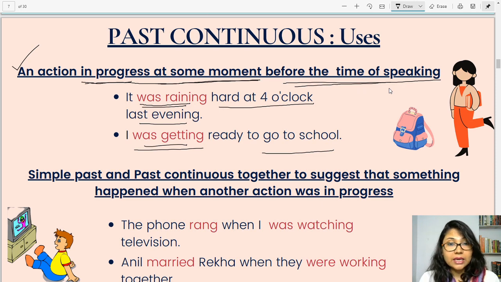So now I am saying that it was raining at 4 o'clock. Now I am saying I was getting ready to go to school. Clear? Now, let's look at the next one.